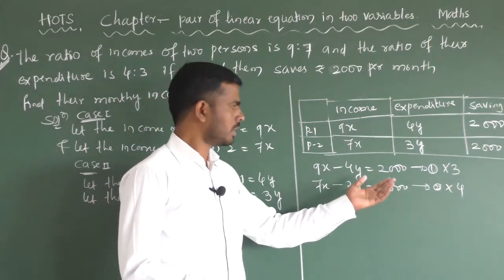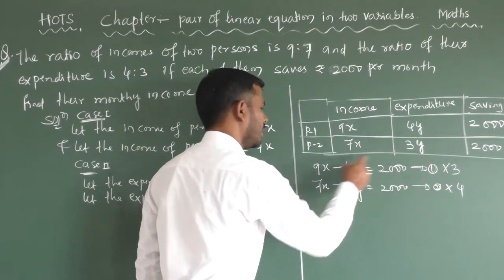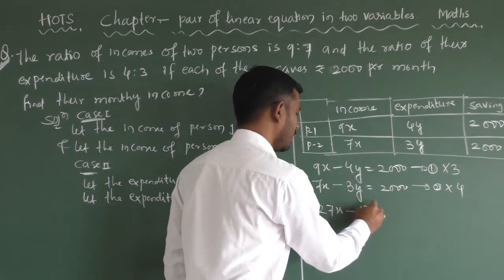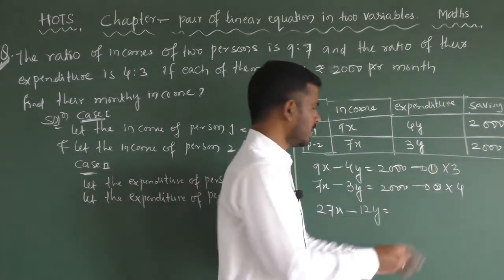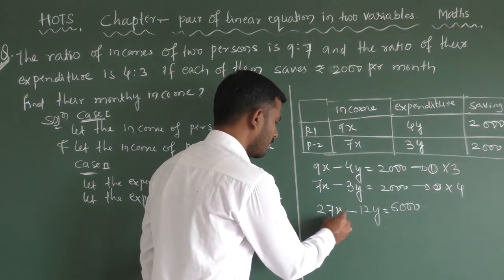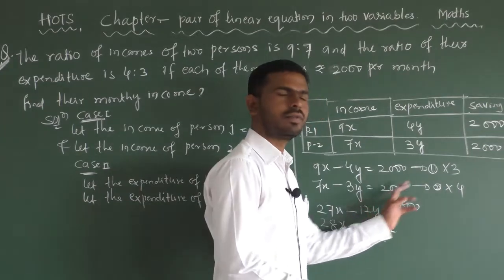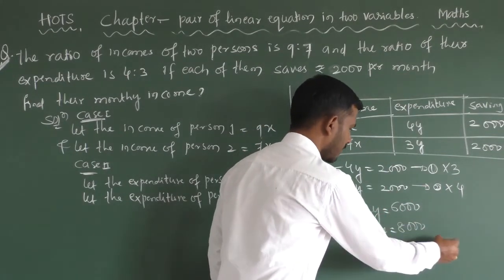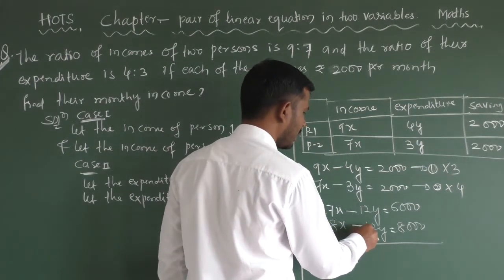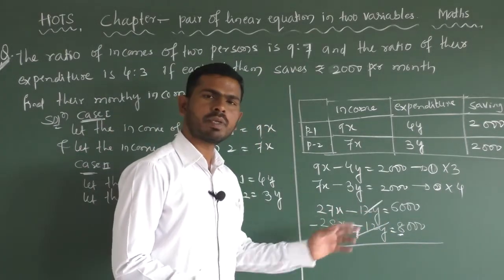Now multiply equation 1 by 3 and equation 2 by 4, and we get 27x minus 12y equal to 6000, and 28x minus 12y equal to 8000. Now change the sign of the second equation: minus becomes plus, and plus becomes minus. So minus 12y plus 12y gets cancelled.